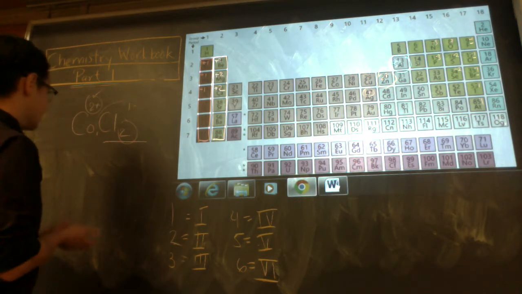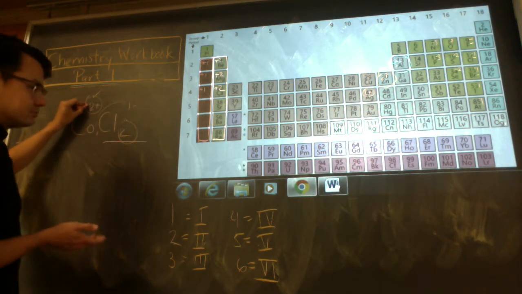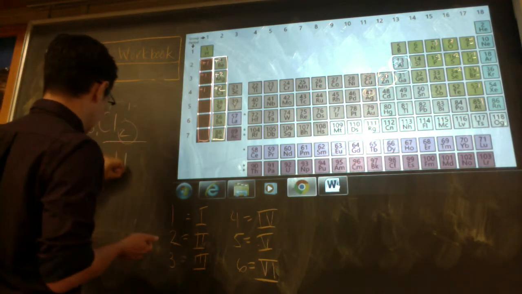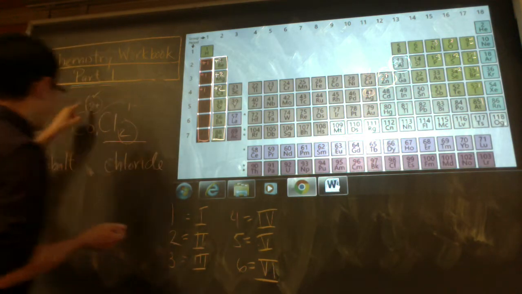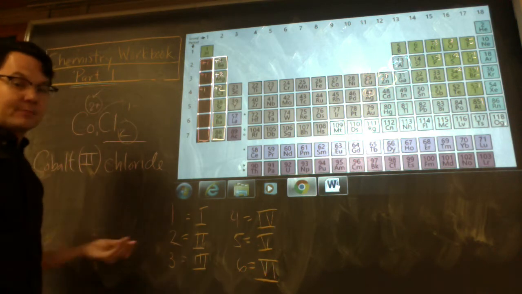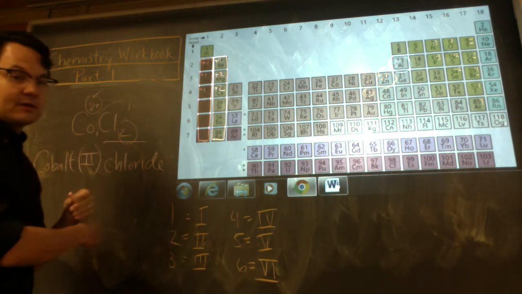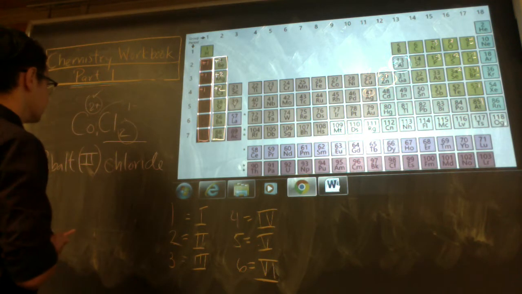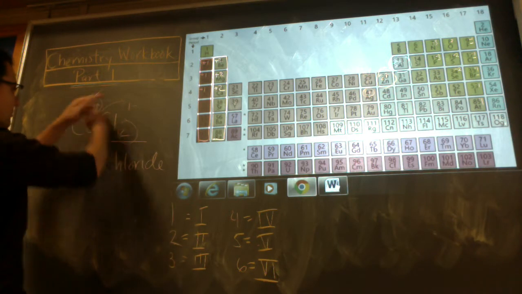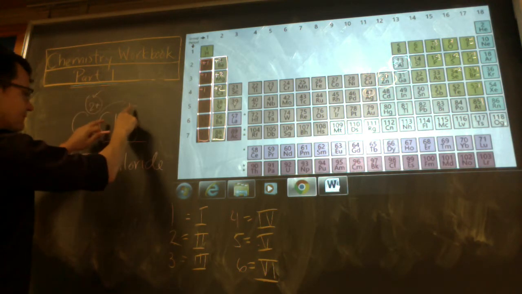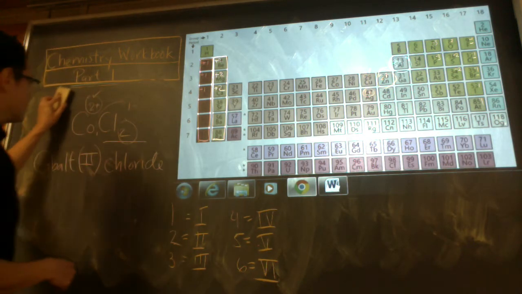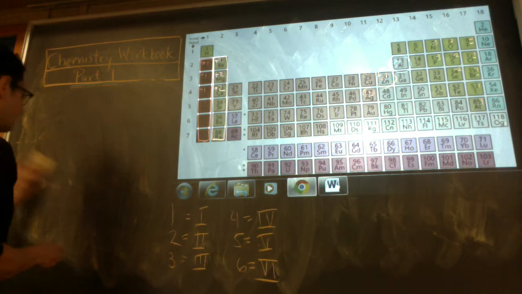I'll give you an example where it's not the case. All right. So, since that is true, we would say cobalt chloride, and we'd say it's cobalt 2 chloride, which we know from the beginning of the question, but this is how you would figure it out in reverse. So cobalt 2 chloride, you figure it out by doing the crossover rule backwards and then checking to see if this is true.